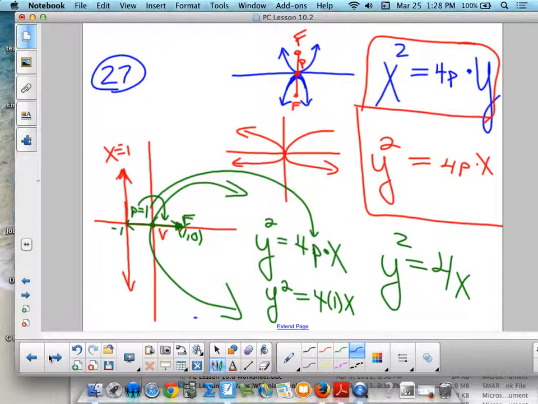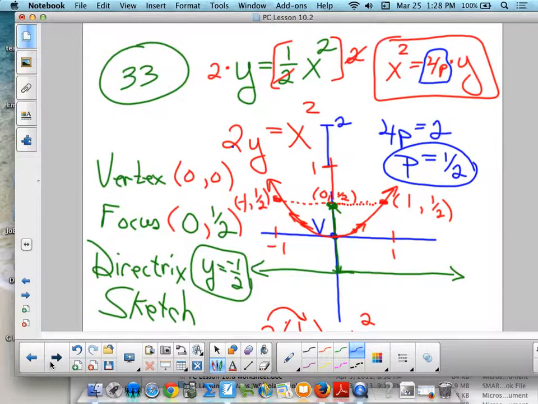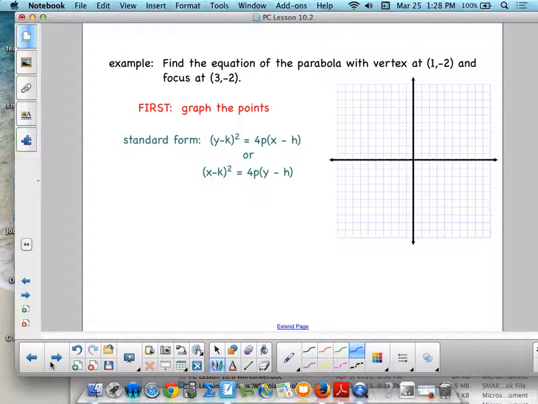All right, here we go. Guys, you have to sketch. You have to get really good at sketching. Find the equation is what we're doing in this example. Of the parabola with the vertex 1, -2 and a focus at 3, -2, put them down. Wherever they tell you to go, put them down.